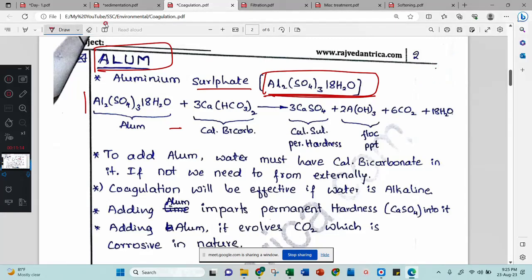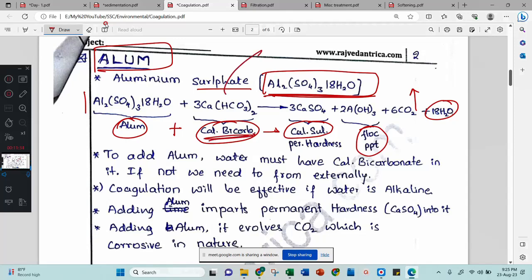That is, alum is mixed with calcium bicarbonate, producing calcium sulfate and one floc. This CO2 will go and this water will be in the water. Okay, means most important is four terms are there. Now look at here, what is this calcium bicarbonate?